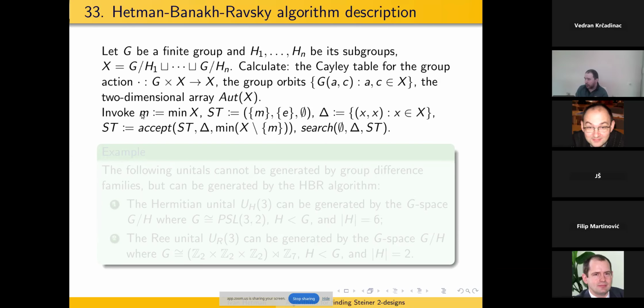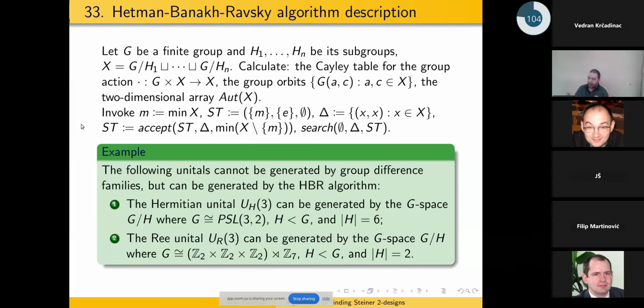And then just invoke. First of all, we take the minimal element of X. Then we create the initial state. Then we create the delta that consists of only the diagonal. Then we accept the minimal element of X without M, because this difference should be covered, and then execute search. And that's basically the description of the Hetman-Banach-Raski algorithm.